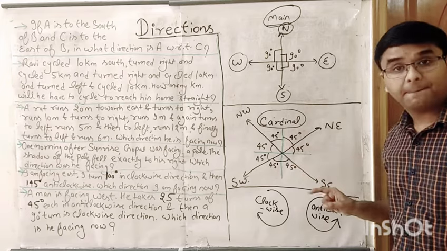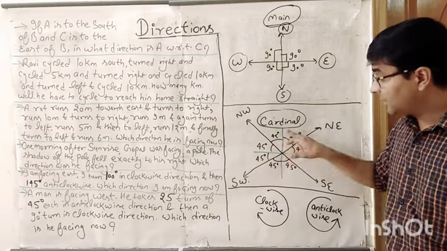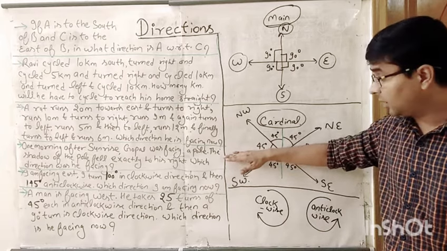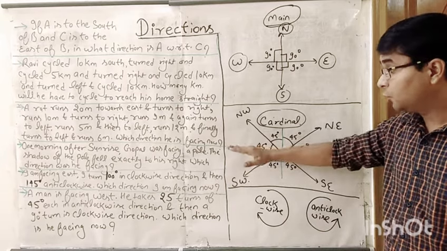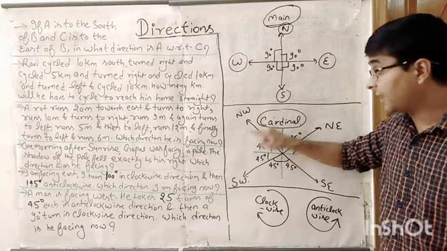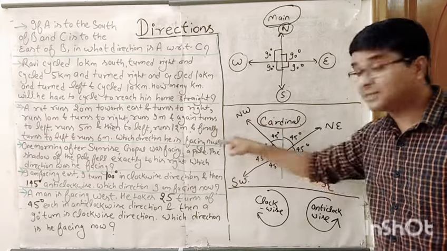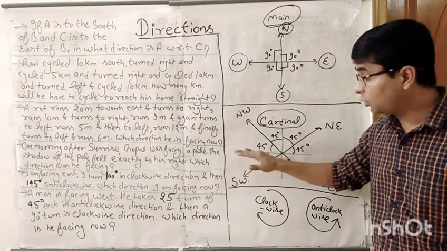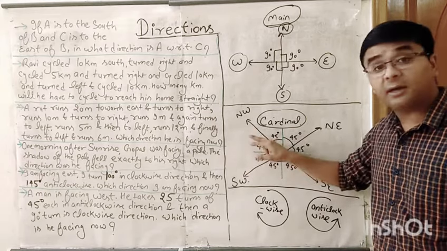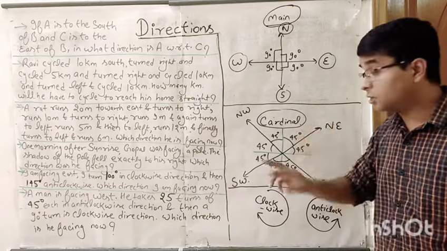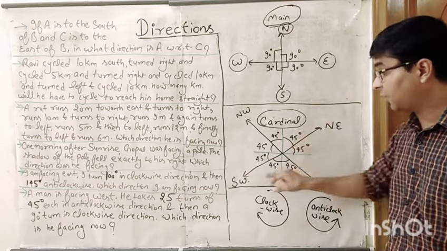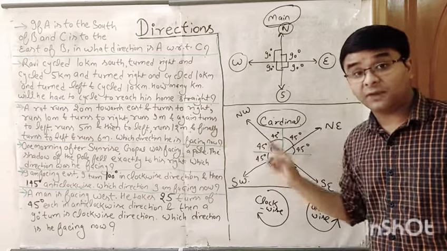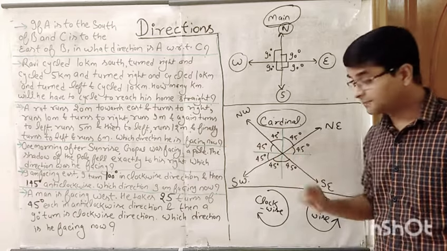If you are facing west initially, and you take one turn towards your right, you will be moving to northwest, and if you take 8 such turns, you will be facing west again. You need to understand this. If initially you are facing west and you take 45 degree turns, after 8 such turns of 45, 45, 45, you will be facing the same direction which you were initially facing. This is how it works.